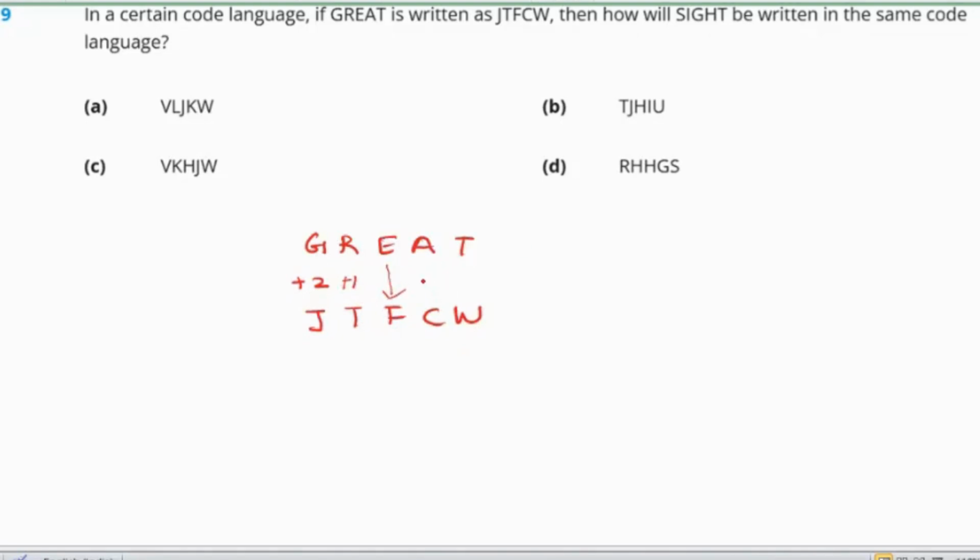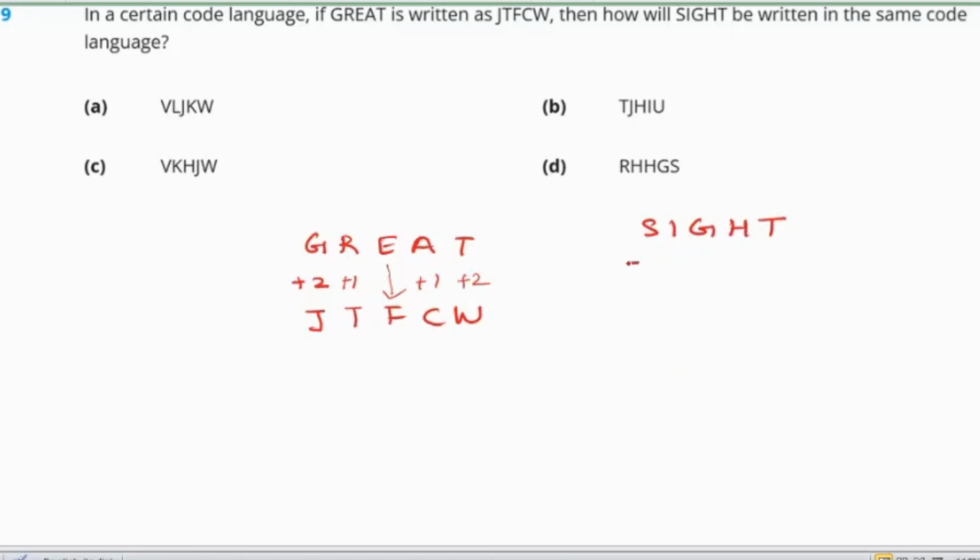Now between A and C, again we are skipping one letter, and between T and W, again we are skipping two letters. So what is the rule that we can see to form this code language? First, we have to skip two letters, then we need to skip one letter, then we need to skip no letters. The immediately next letter, we will write that. Okay, let's follow that rule.